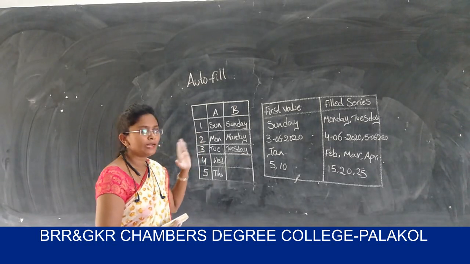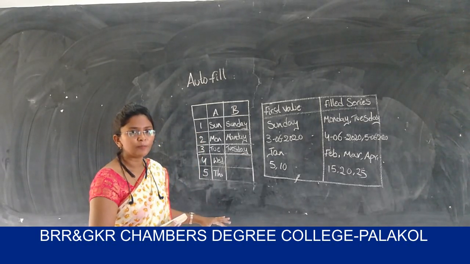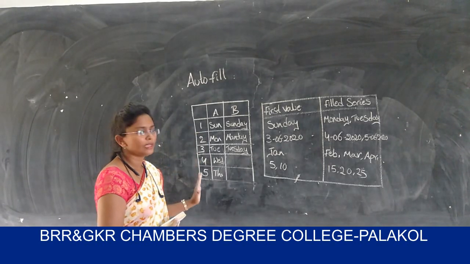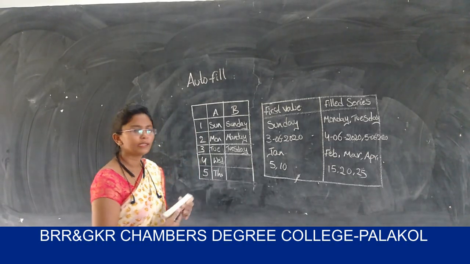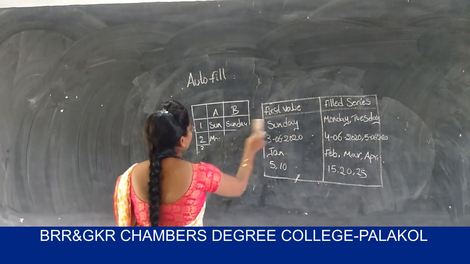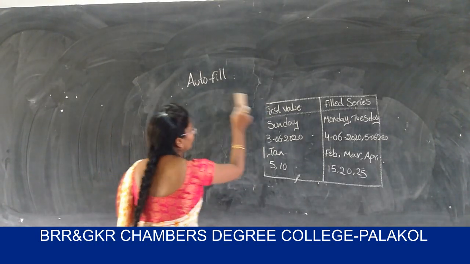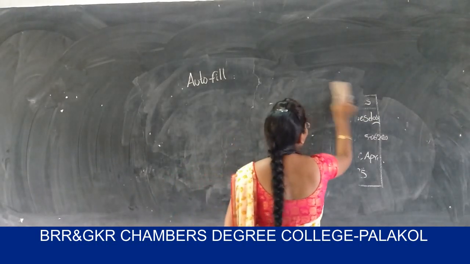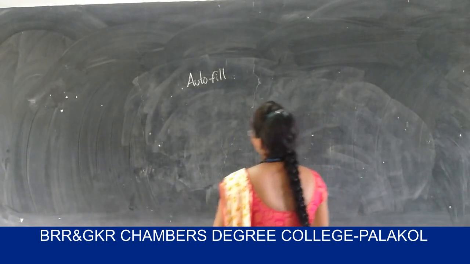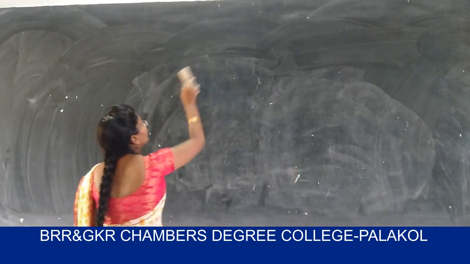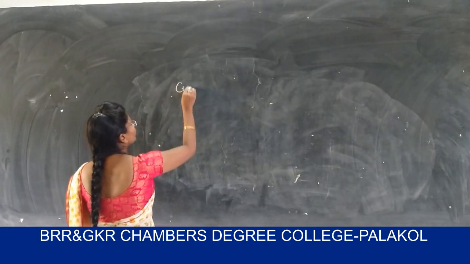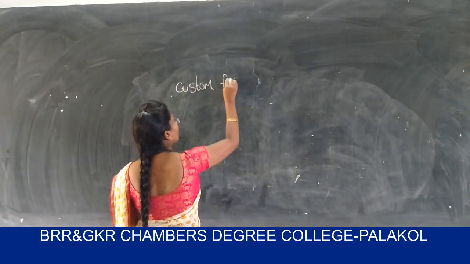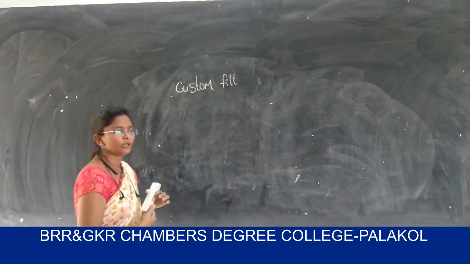You can enter the data and drag towards the downward direction. These are all already created lists. That's why it is appearing in the Excel sheet. And next one I am taking as custom fill. There is a difference between the autofill and custom fill also. Here I am taking the custom fill option. This is the custom fill option.